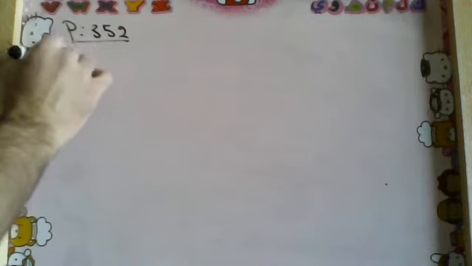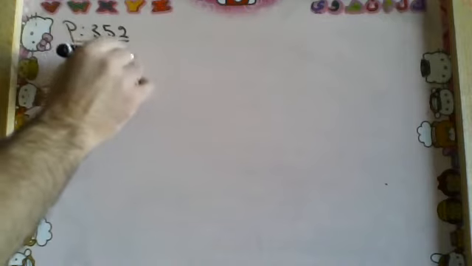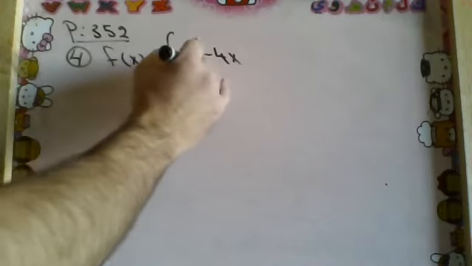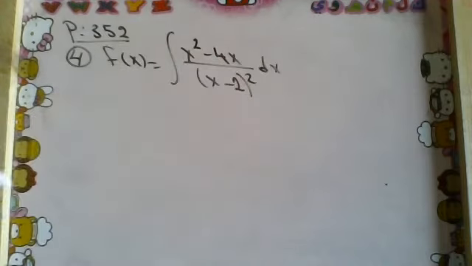Page 352, problem number 4. Let f of x be equal to the integral of x squared minus 4x over x minus 2 squared dx. Part 1, part A.